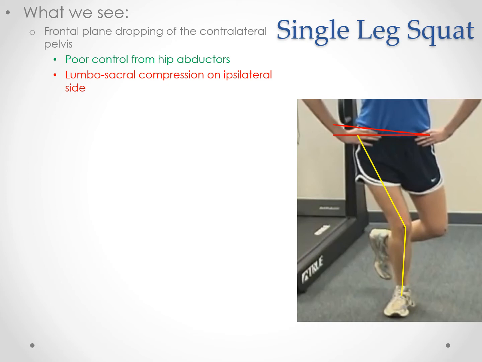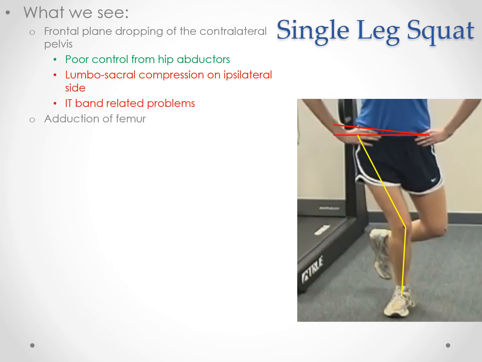So that could cause lumbosacral compression on the ipsilateral side or on the right side, or IT band related problems such as greater trochanteric bursa pain or IT problems around the knee like friction syndrome or patellofemoral problems.